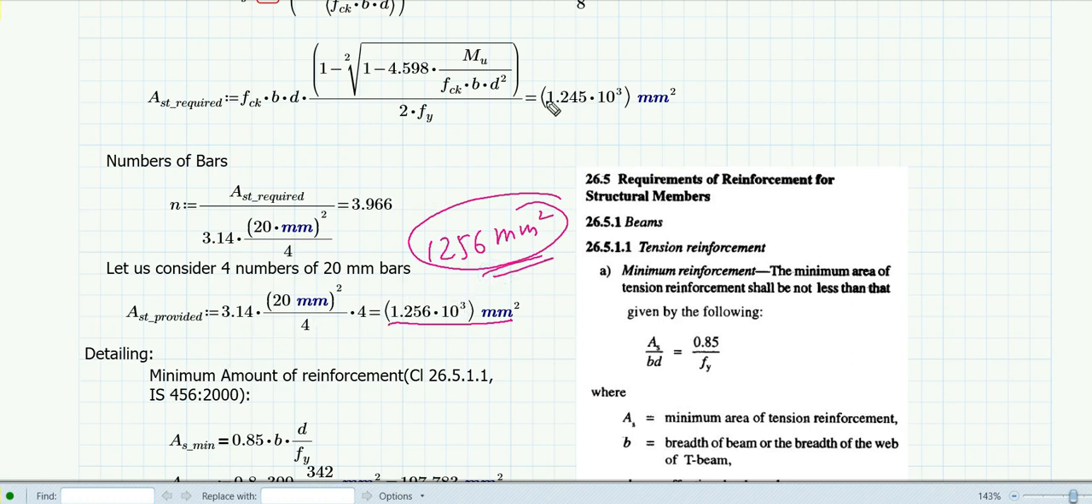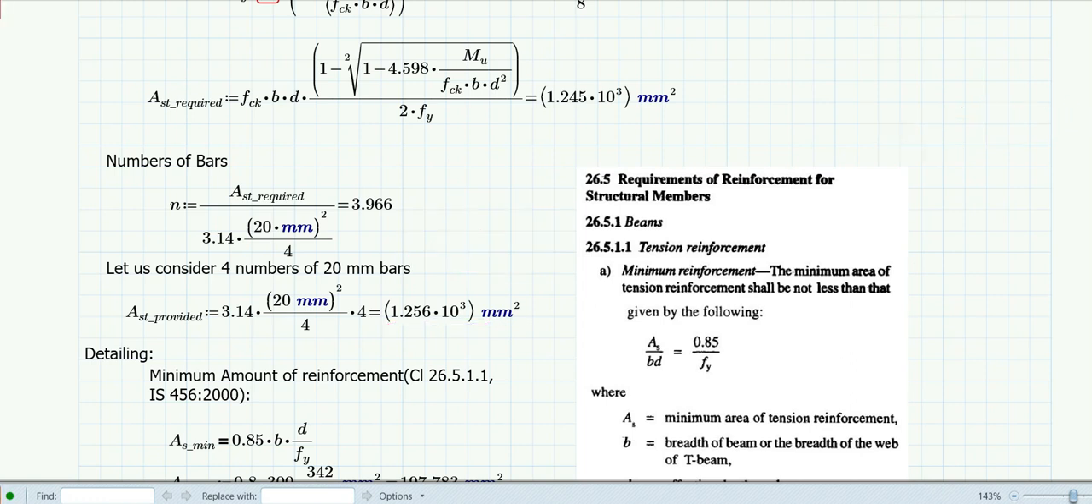Okay, so in a lump sum case, we can say that in this particular beam we have 4 numbers of 20 bars. And what is the location? The center should be at the distance of effective cover from the base, or the soffit, of the beam. Okay, now the next step is the detailing.